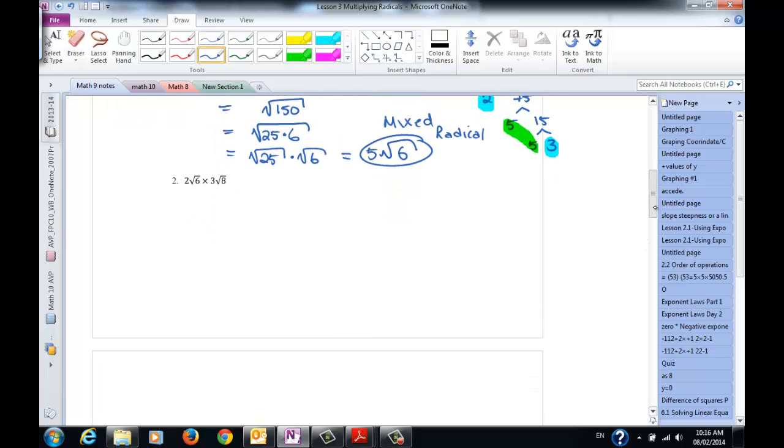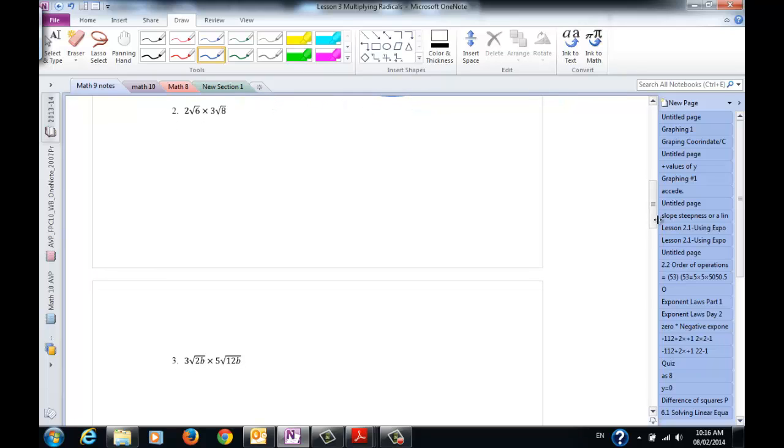Okay, so we're going to get more complicated. Now I have 2 multiplied by the square root of 6. If it helps you, rewrite it like this. 2 multiplied by the square root of 6 multiplied by 3 multiplied by the square root of 8. We'll put a little multiplication symbol in there. Now, order of multiplication does not matter. Just as 2 times 3 times 5 is equal to 30, 5 times 3 times 2 is also equal to 30.